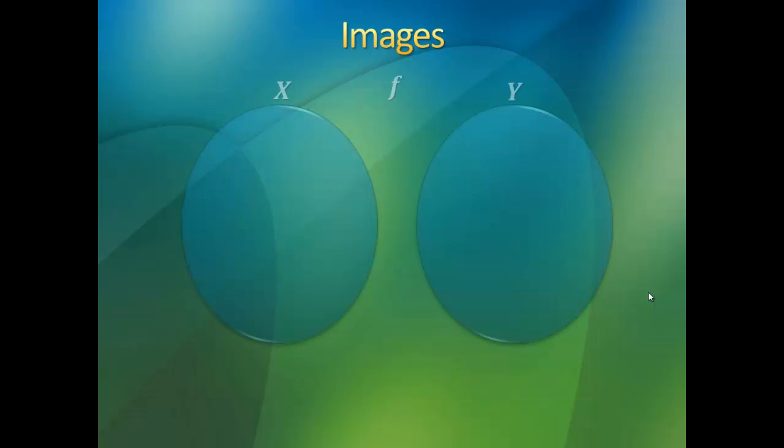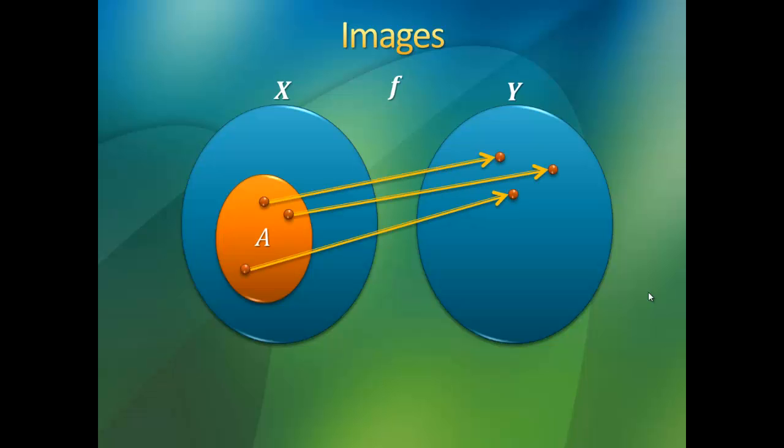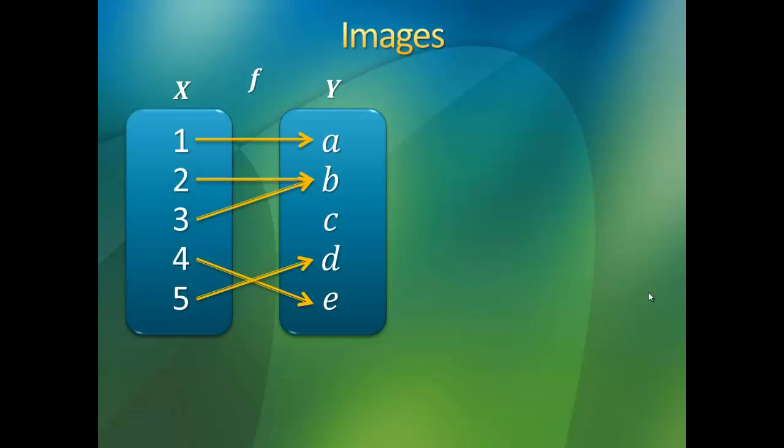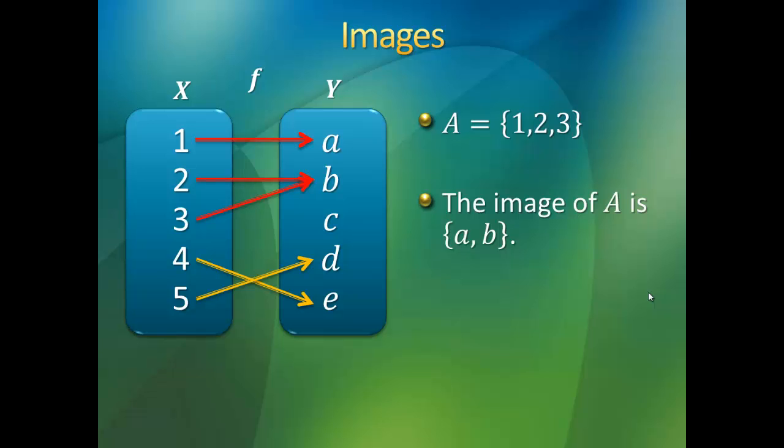Now, suppose we have a subset A of our domain. Every element of A has its own image in the codomain. So we can extend our idea of the image a bit and say that the image of A is the set made up of all the images of A's individual elements. So, looking at our earlier example of a function, if A is the set {1, 2, 3}, then the image of A is the set {a, b}, since 1 maps to a, and both 2 and 3 map to b.